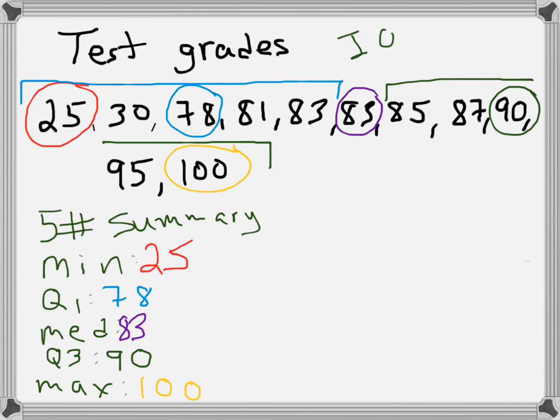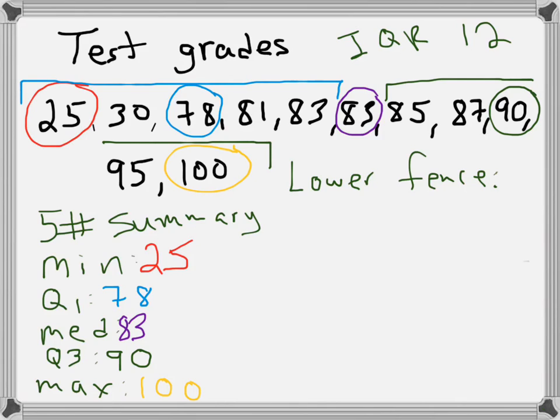IQR is 12. We're going to do all of our work on the right. We're going to do something pretty awesome here, ladies and gentlemen. We are going to calculate the lower fence, and then we are going to calculate the upper fence. So the lower fence tells you if there are outliers or not in a set of data.